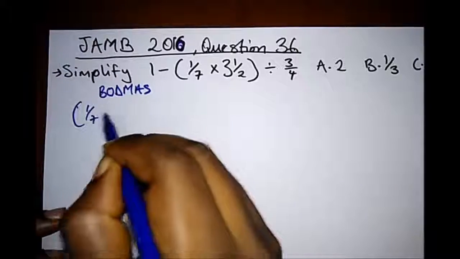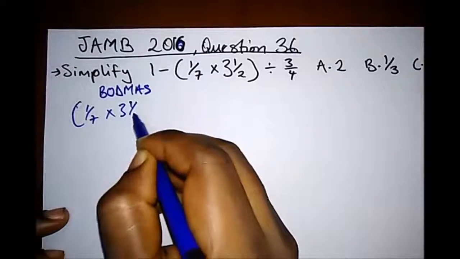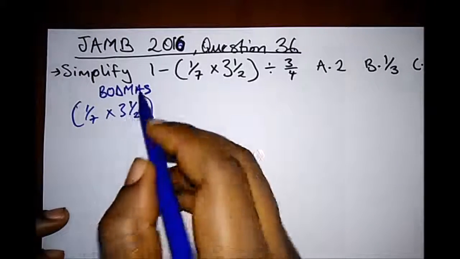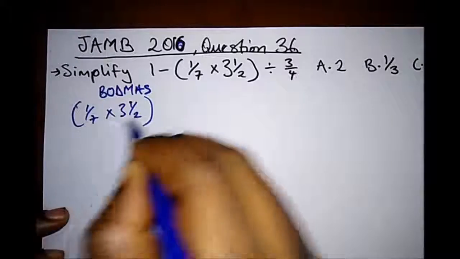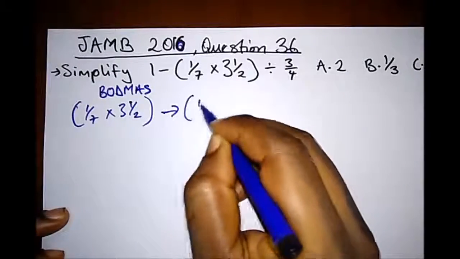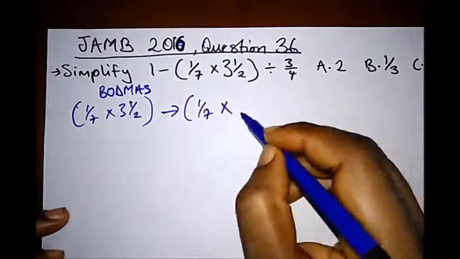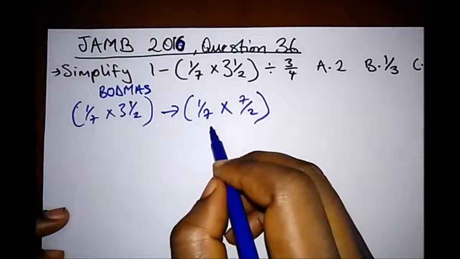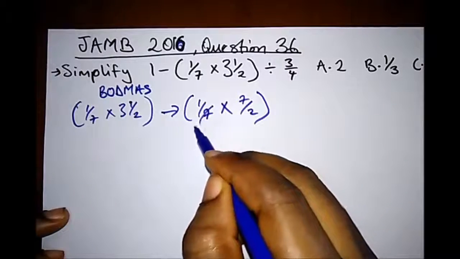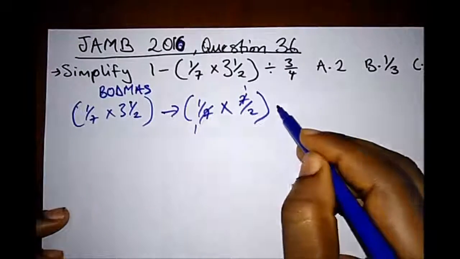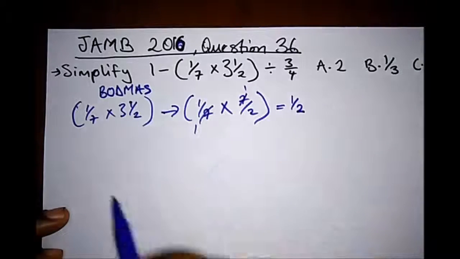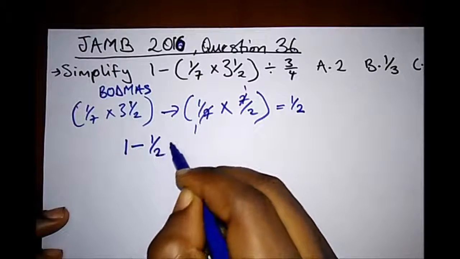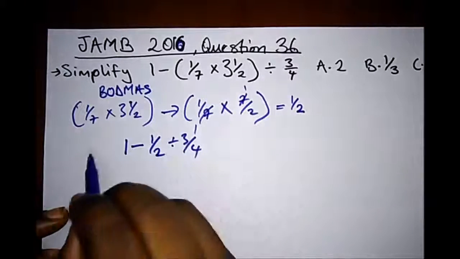So we have 1 over 7 multiplied by 3 and 1 over 2. This is a mixed fraction and has to be converted to an improper fraction. This will give us 1 over 7 multiplied by 2 times 3, 6 plus 1, 7 over 2. So we have to solve this. 7 goes into 7 once, and what we're left with is 1 over 2. Now it comes to this, divided by 3 over 4.